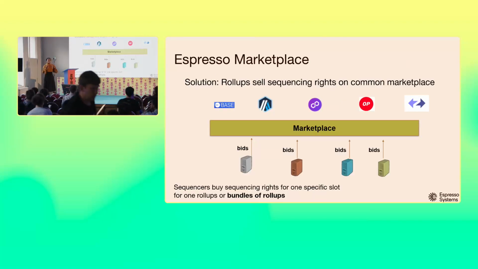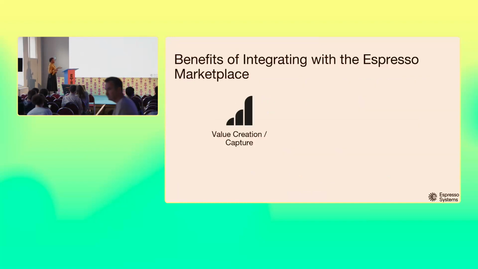the opportunity to sell sequencing rights on this marketplace. So it's a two-sided marketplace. We have Rollups on one side. On the other side, we have proposers, or we like to call them sequencers, and they're able to bid to sequence for one or many Rollups at the same time, which means these Rollups will get many benefits, such as now they have value creation and capture.